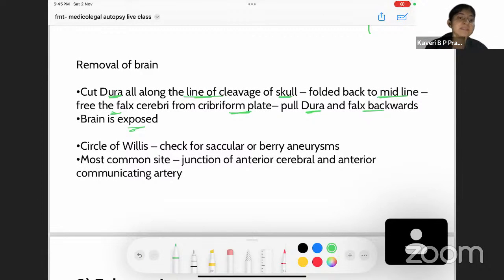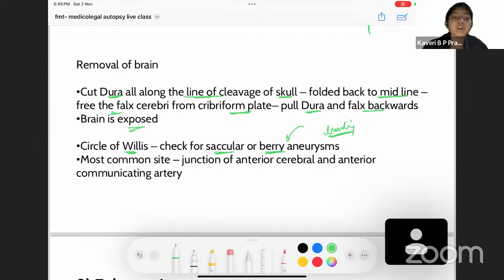You have to examine the circle of Willis. You have to look for any saccular or berry aneurysms that are there. These aneurysms should be looked for because the bursting of these could be the cause of death. So you have to look out for any saccular or berry aneurysm.